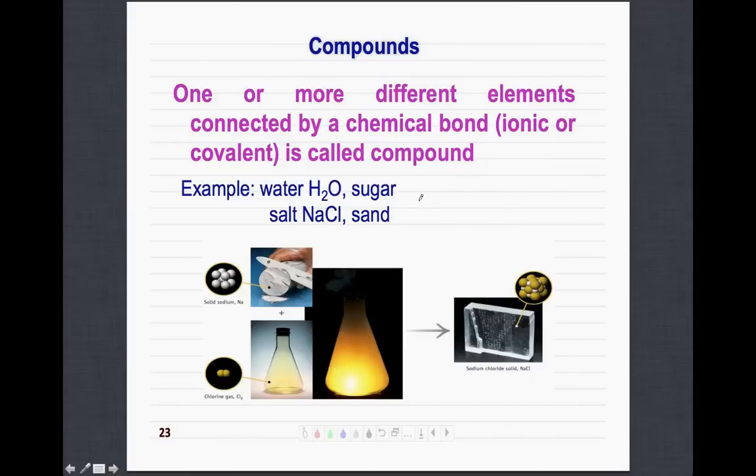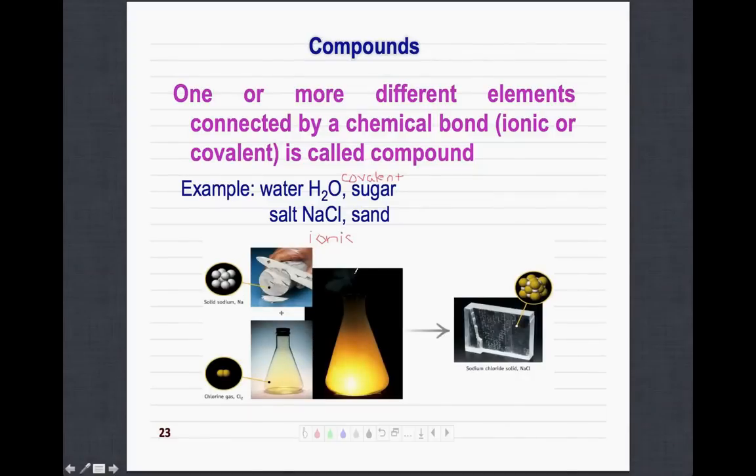An example of that is water. H2O is a pure substance that is a compound. Okay? NaCl, which is the table salt that we use at home, is also a compound. The sand, it is made of silicon oxide, and it is a compound. Sugar, it is carbon, hydrogen, and oxygen with different amounts, X and Y and Z, and that's also a compound.